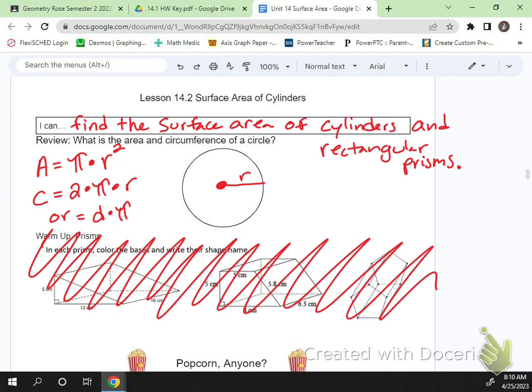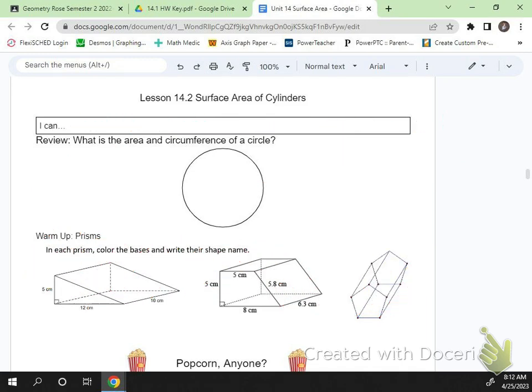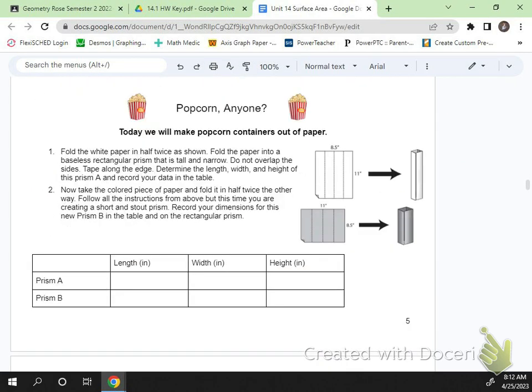Ready? It says popcorn, anyone. Are you ready? We're going to read it together. Today we'll make popcorn containers out of paper. First, we're going to fold the white paper as shown. I'm just giving you scrap paper. You and your partner, we're going to record the dimensions.